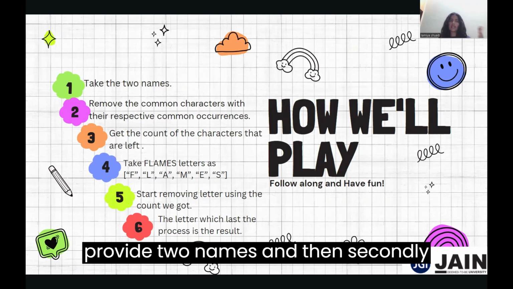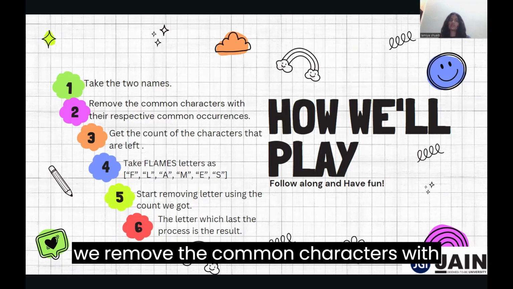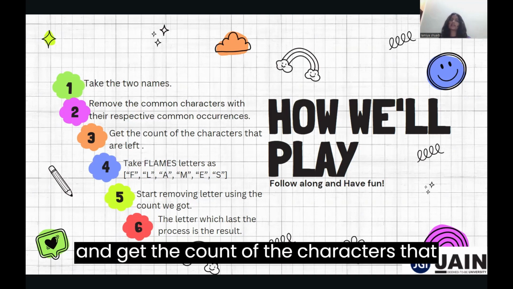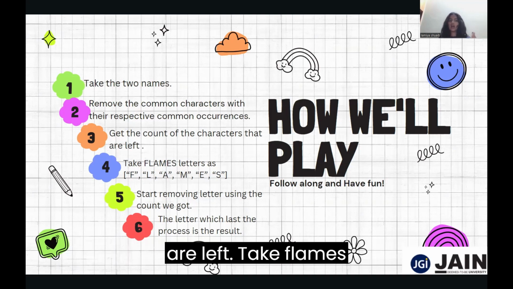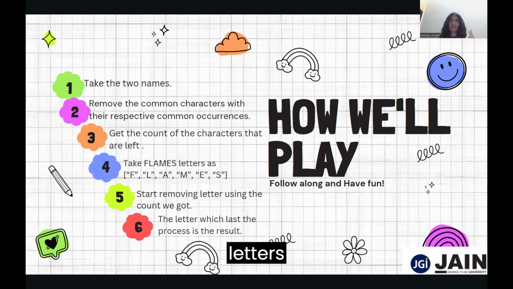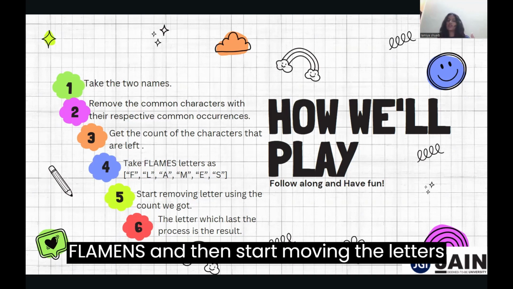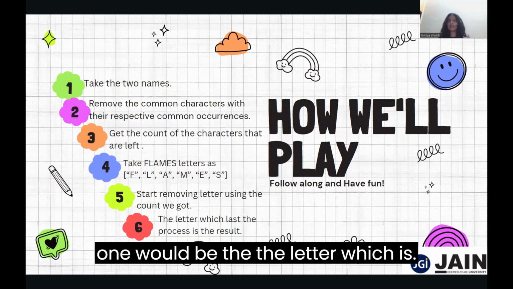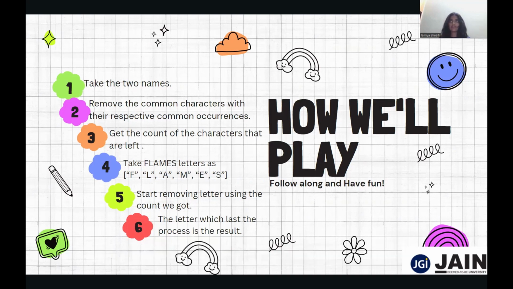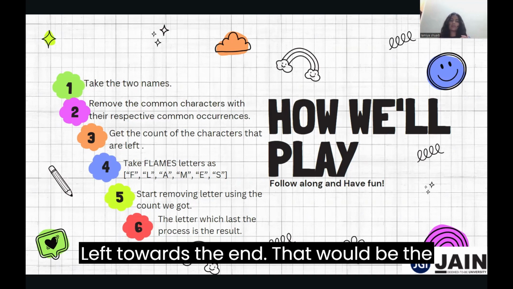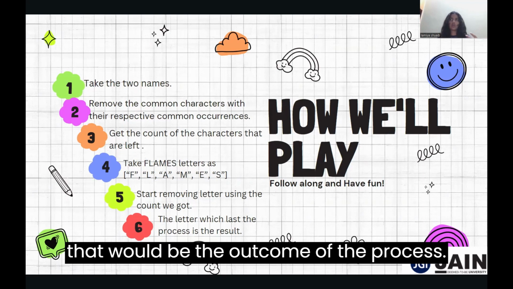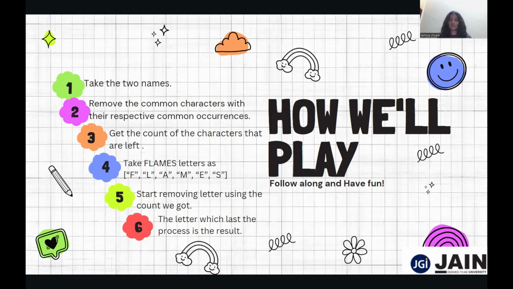You provide two names, and secondly, we remove the common characters with their respective common occurrences and get the count of the characters that are left. Take the Flames letters as F, L, A, M, E, and S, and start removing the letters using the count we get. The final one would be the letter which is left towards the end, and that would be the outcome of the process.